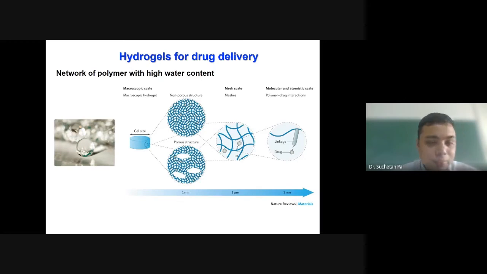Maybe 10 minutes. Okay. So let me just quickly show you some of the recent data. What we are doing is we are using hydrogel for drug delivery. So we all know hydrogel. What is the hydrogel?